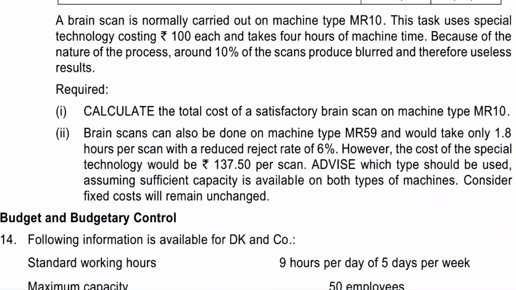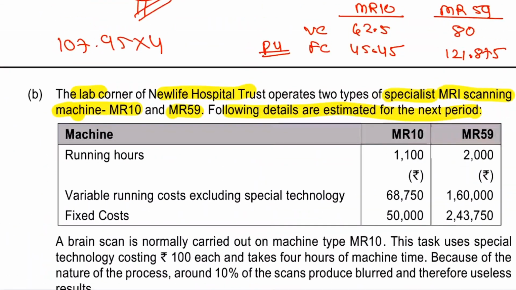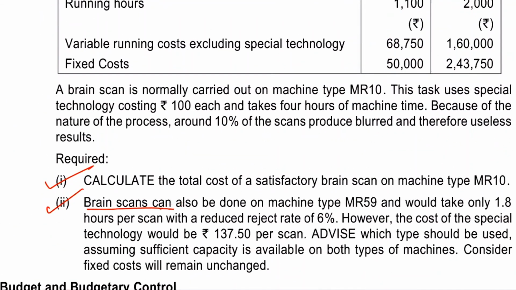Next. Oh, this was on that page. Okay, can the brain scans also be done on machinery type MR59? So scanning, where can you do the scanning? On MR59 also you can do the scanning. How many hours would it take? 1.8 hours per scan, and it reduces the rejection rate by 6%.